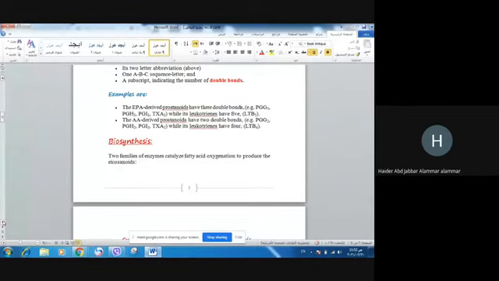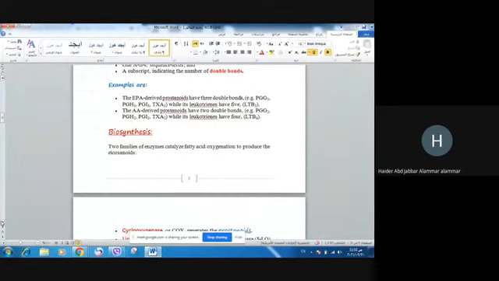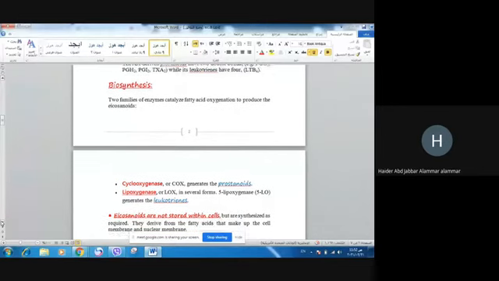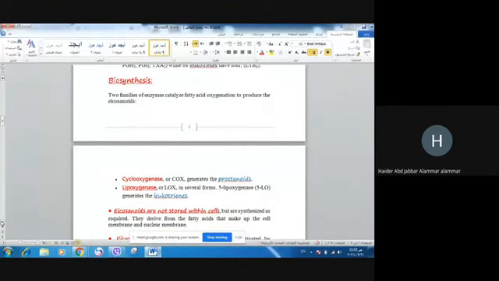Example, prostaglandin G3, and so on. This is for you to understand what's going on here. Regarding the biosynthesis of these 2 families of eicosanoids, there are also 2 families of enzymes that catalyze the fatty acid oxygenation to produce these eicosanoids.